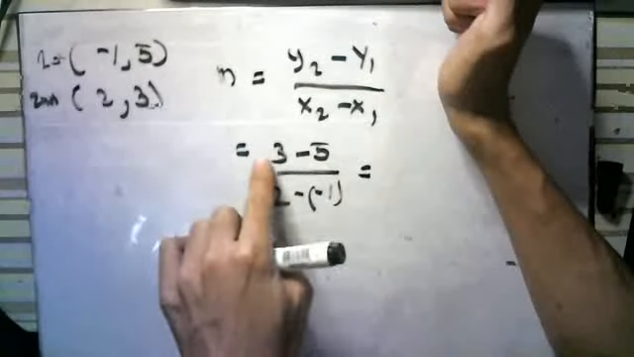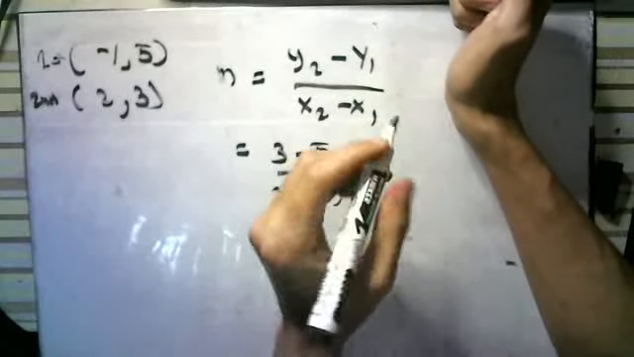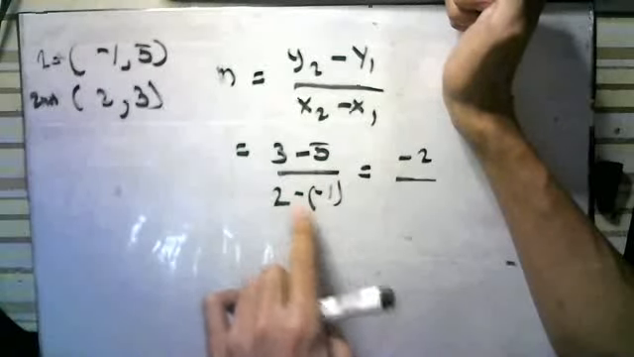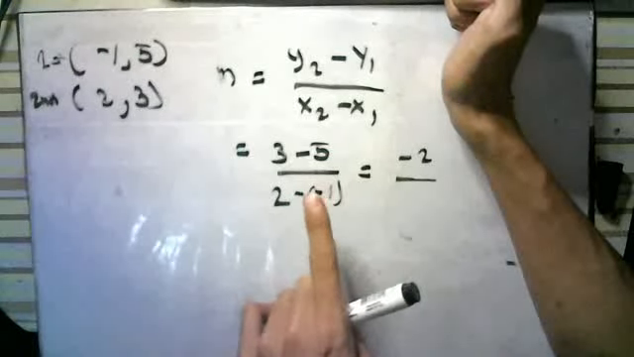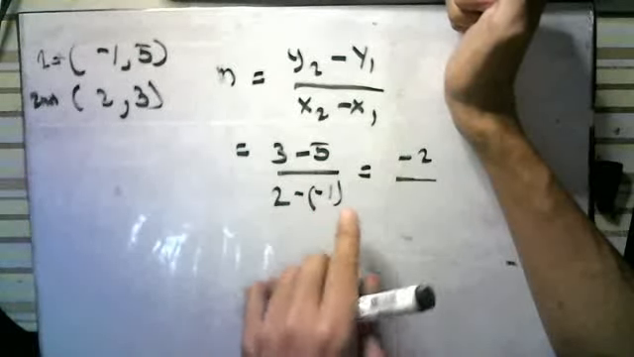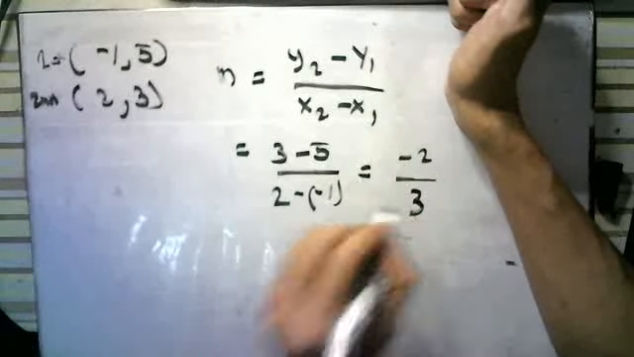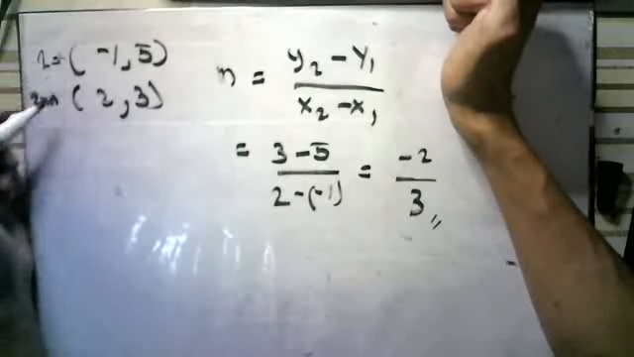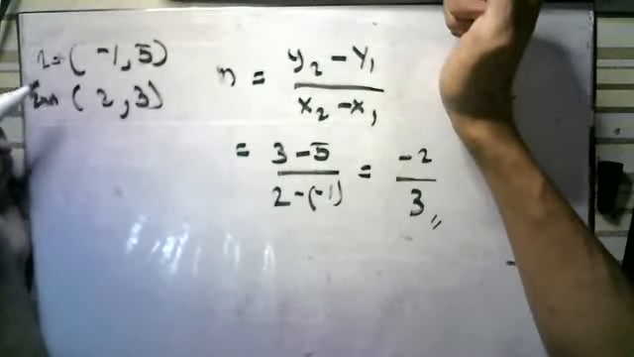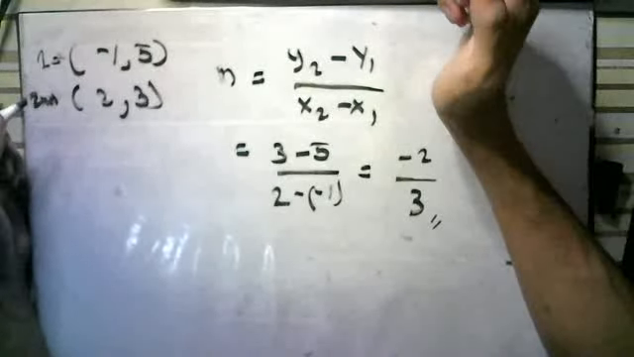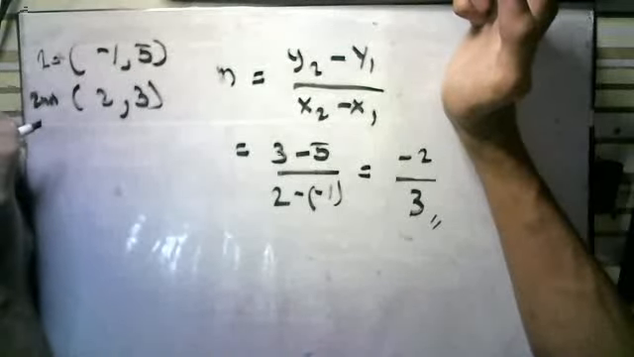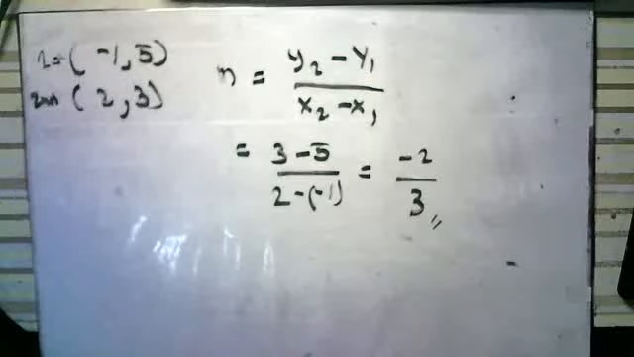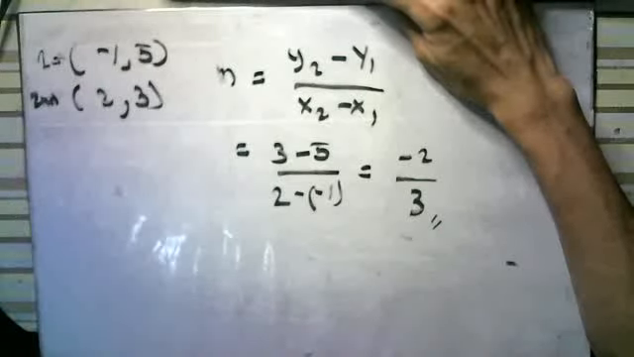Let's simplify. 3 minus 5 will be negative 2 over double negative. So negative times negative will be positive. So 2 plus 1 will be 3. And that will be the slope of your two ordered pairs. So yan lamang po ang gagawin ninyo. Yan. So that will be your learning task number 2.